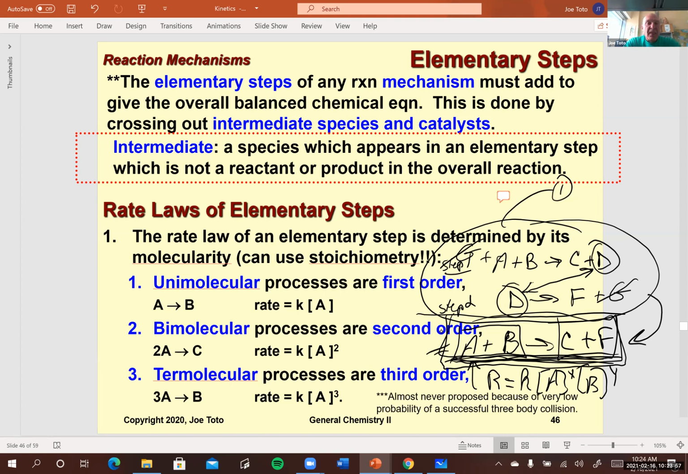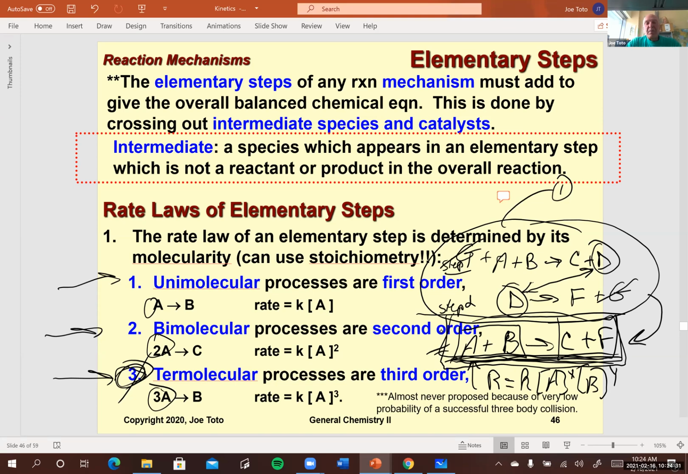All right. Now we get to the three possible elementary steps that we're going to consider, knowing that this one is pretty suspect. We're not going to be using that very often. If an elementary step is what we call unimolecular, then it has one reactant. If it's bimolecular, then it has two reactants, could be two of the same or different. And termolecular has three reactants.